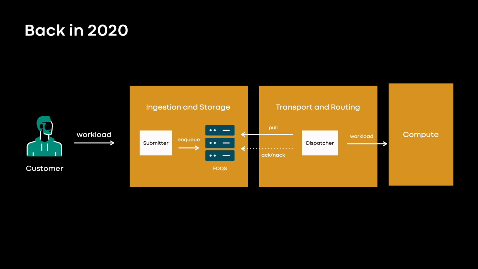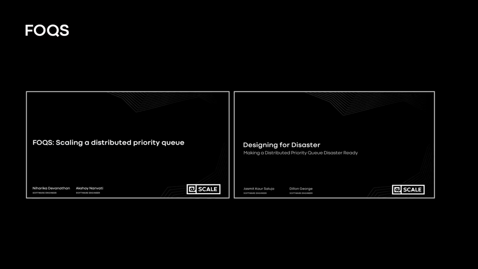The transport and routing layer comprised of a component called dispatcher, which was responsible for taking the workloads from Fox and pushing them for computation. Now let us take a look at Fox.